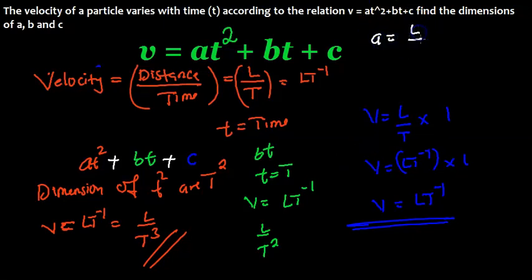The dimension for A is simply L divided by T to the power of 3. The dimension for B, in this case, is length per time squared. And the last one, C, is simply going to be length multiplied by time to the power of minus 1, which is LT minus 1.